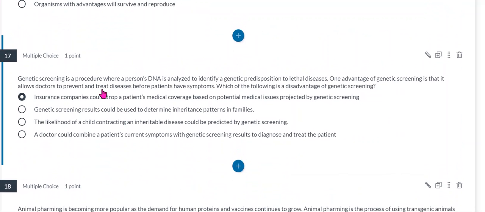Number 17 is talking about genetic screening. If you screen people for genetic disorders in advance, there's this challenge that we have in the United States: insurance companies are going to come to know that this particular person is going to have some kind of problem later. So they're going to drop the patient's medical coverage unless we are protected by certain law. In the current situation, that can be done. So we have to use this technique wisely.